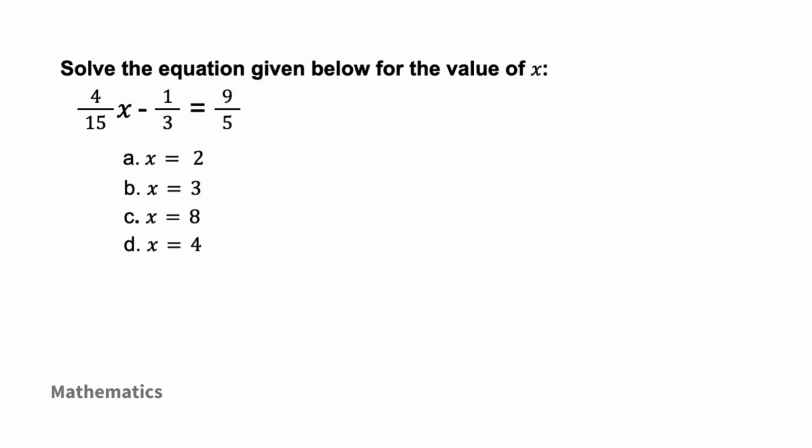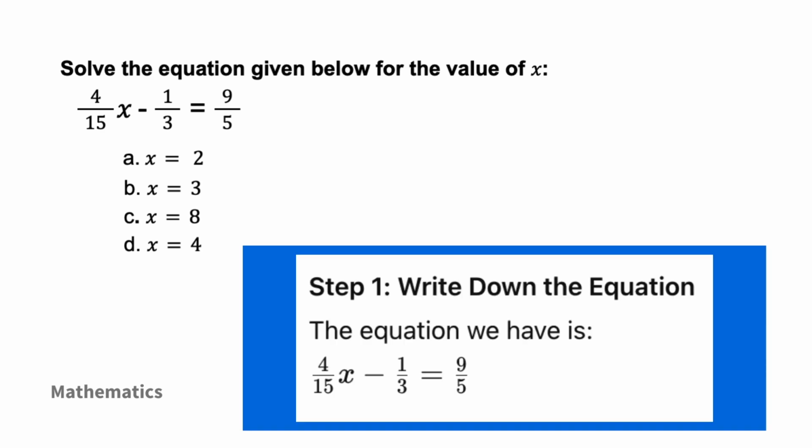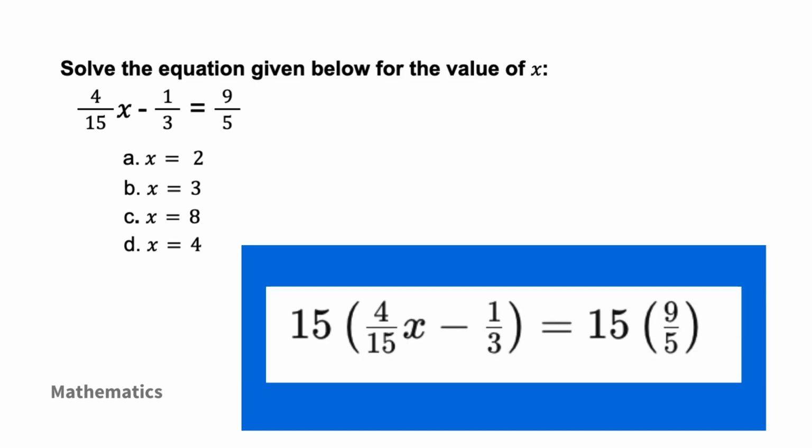Moving on, next problem reads, solve the equation given below for the value of x. Again, take a moment here, pause the video, and come back so we can talk about it. All right, great. Let's discuss this problem. On exam day, always make sure to write the problem down first. To make the equation easier to work with, we'll clear the fractions by multiplying every term by the least common multiple of the denominators, in this case 15, 3, and 5, which the LCM is 15.